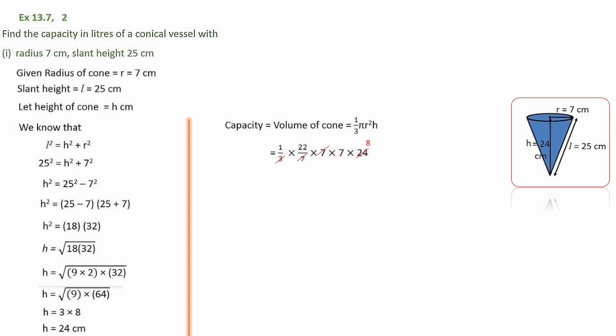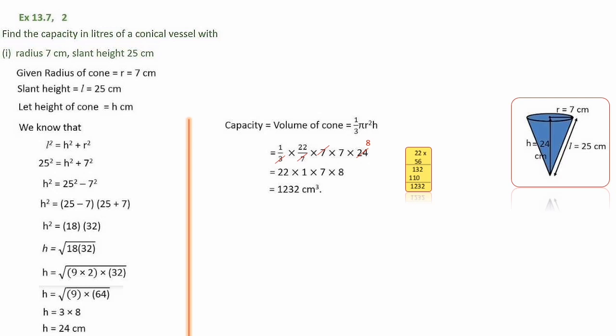3 and 24, 8 times. So we are having 22 into 7 into 8. So 7 and 8 when we multiply, you will get 56. So 22 into 56 when you multiply, you will get 1232. So that is 1232 centimeter cube, our unit.